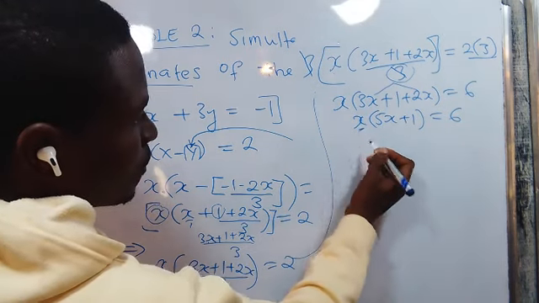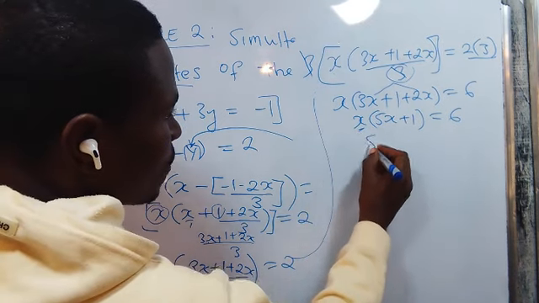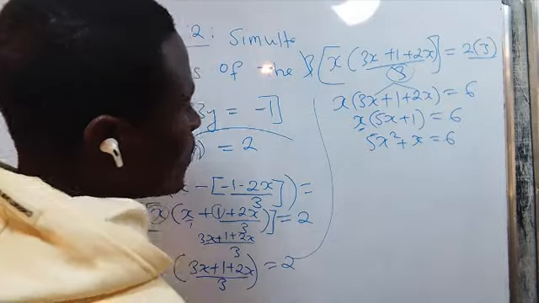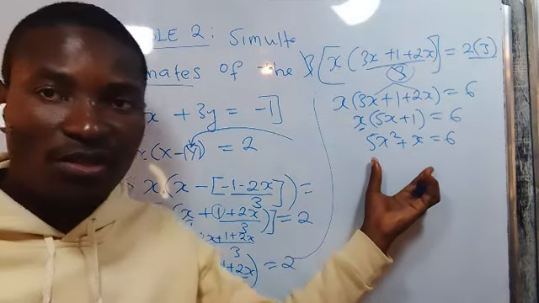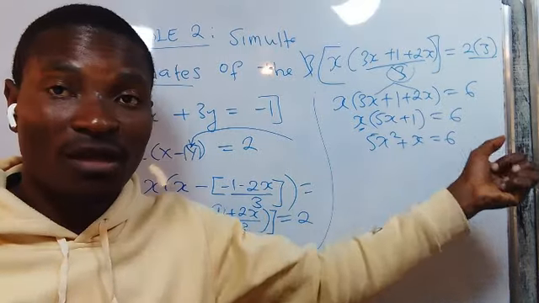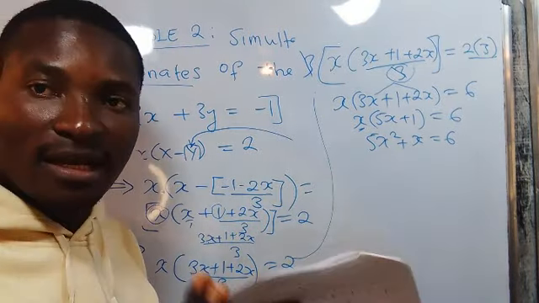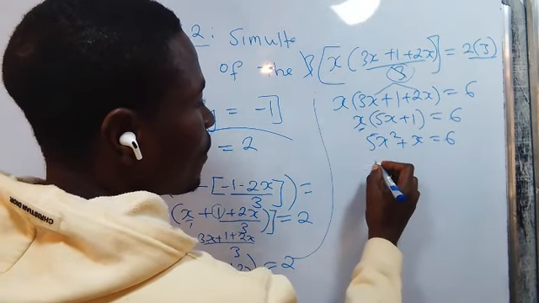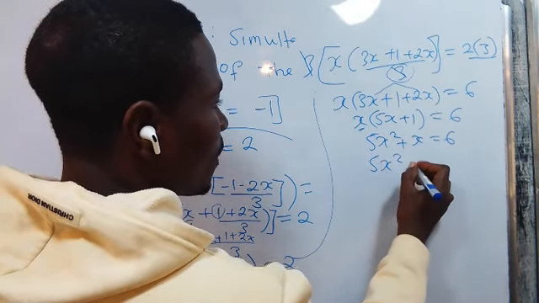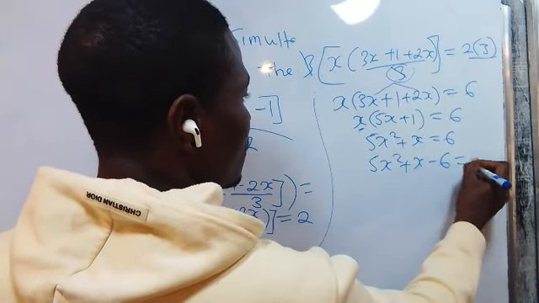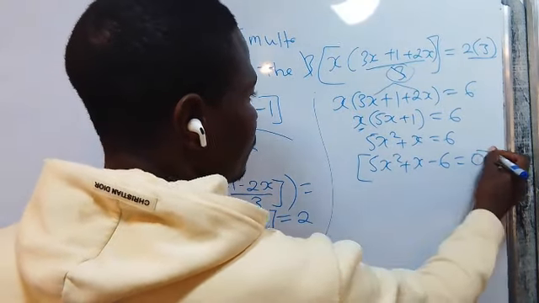Then now I can use the x. This is going to be 5x squared plus x equals 6. So now, once you reach this point, you can see that that's a quadratic equation. So I can just standardize the equation: 5x squared plus x, the 6 comes to this side, minus 6. There you have 0.